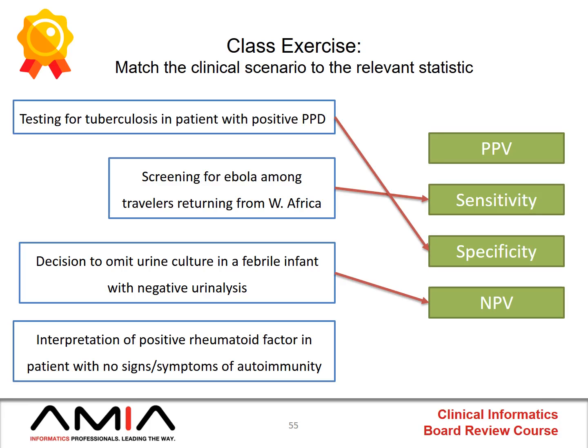And finally, how do I interpret a positive rheumatoid factor in a patient with no signs or symptoms of autoimmunity? I've done this test. Now I've found that it's positive. I need to figure out what that represents. What I care about here is the positive predictive value, the likelihood of disease given a positive test.